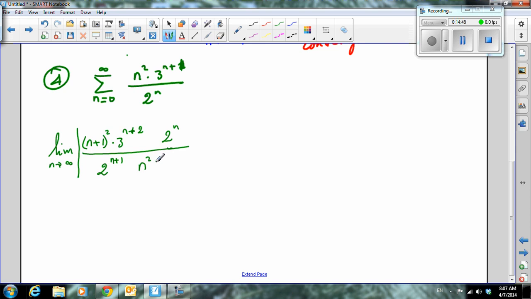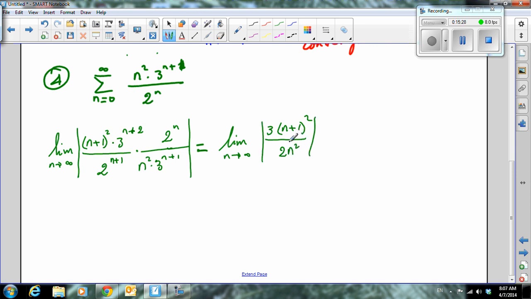times 3 to the power of n plus 1. Again, I did the copy, change, flip there to get to this level. If it makes it easier on you, separate the fraction and put a dot in between. This is equal to the limit as n approaches infinity of, once I simplify, 3 times n plus 1 squared over 2 to the power of n squared.